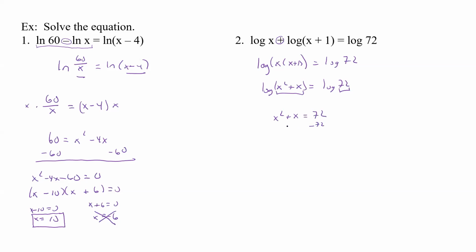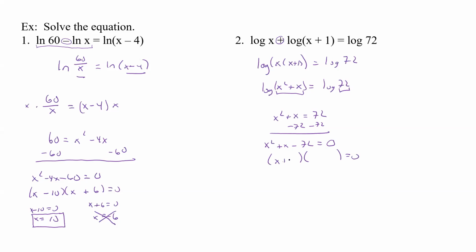Now we're going to do the same kind of thing as we did on the last one. We're going to have x squared plus x minus 72 equals 0. Now what two factors of 72 subtract to give us 1? 9 times 8 I think should work.